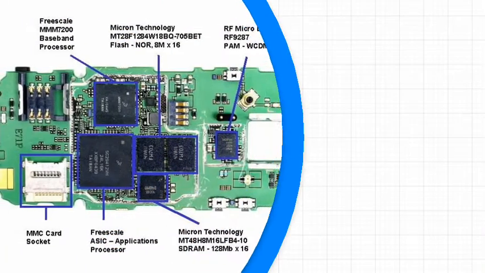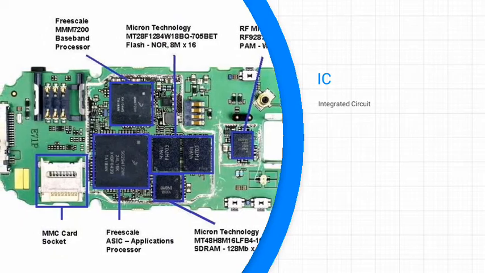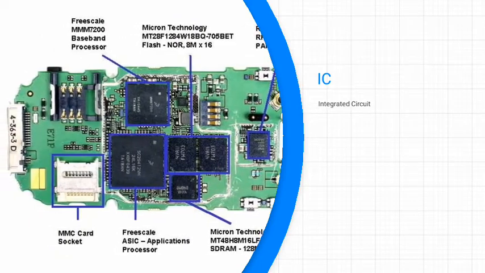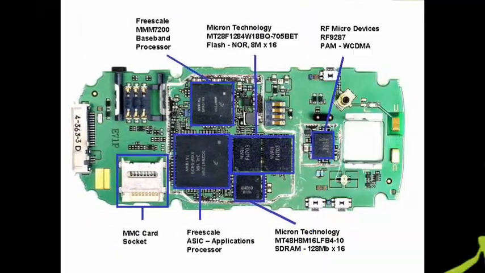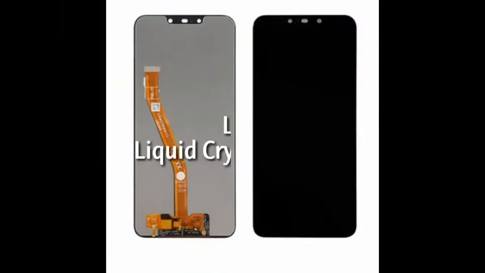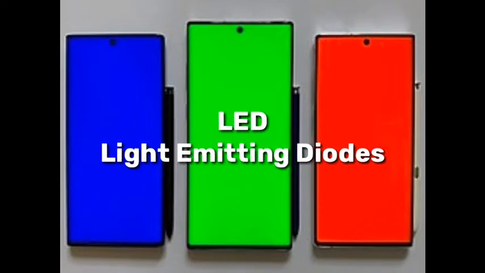We have the IC, which is known as Integrated Circuit. They are found on the motherboard. We have LCDs, which is also known as Liquid Crystal Display. Under your LCD, we have the IPS, which is a good screen. We also have LEDs. These are light emitting diodes, which are your AMOLED, OLED, and so on.